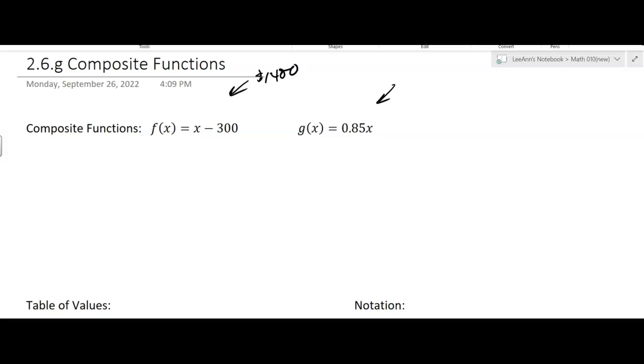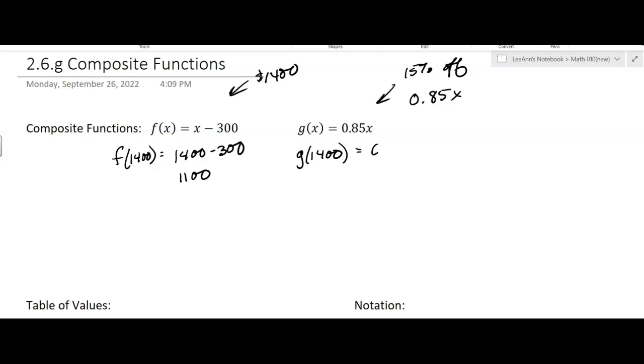Let's say there's another deal, though, at the computer store that says, we'll take 15% off of the price. So, over here, if we're subtracting 300, if x is 1,400, f of 1,400, you'd say, oh, I'm going to pay 1,100, right? And now here, if it's 15% off, then you're paying 85%, so 0.85 of x. So g of 1,400 would be 0.85 times 1,400. So we can see which is the better deal.